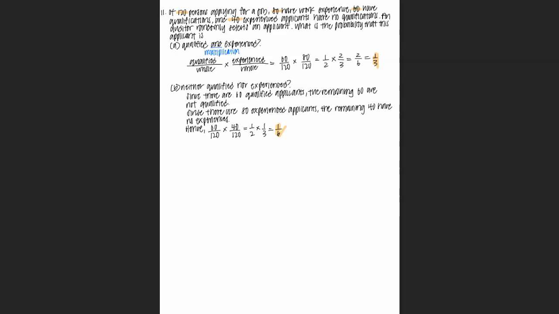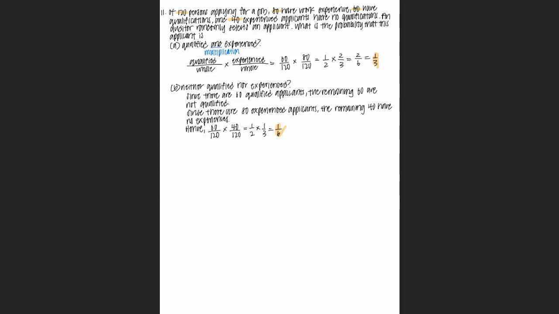This is question 11 from chapter 2. Of 120 persons applying for a job, 80 have work experience, 60 have qualifications, and 40 experienced applicants have no qualifications. An auditor randomly selects an applicant. What is the probability that this applicant is A, qualified and experienced? Since the question has and, it means multiplication. The qualified applicants are 60 over 120 total, and the experienced are 80 over 120. So 60 over 120 times 80 over 120 is 1/3.